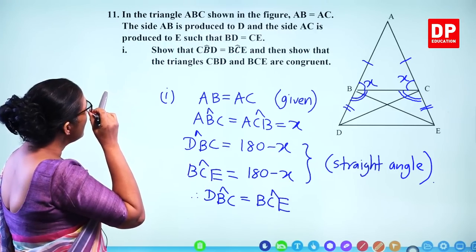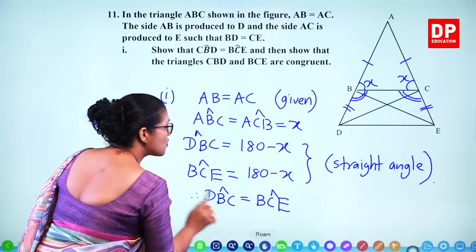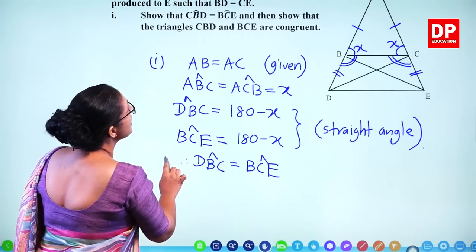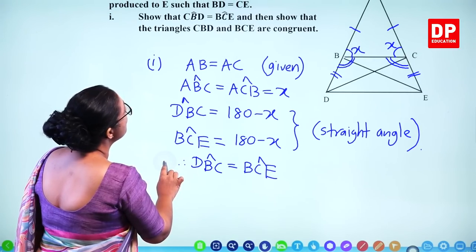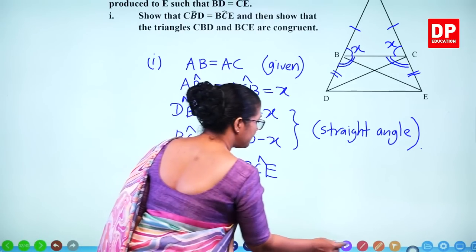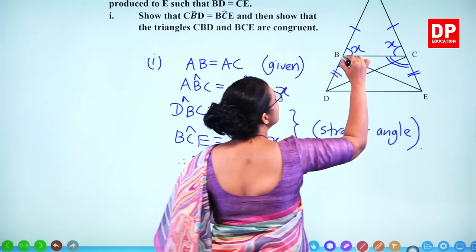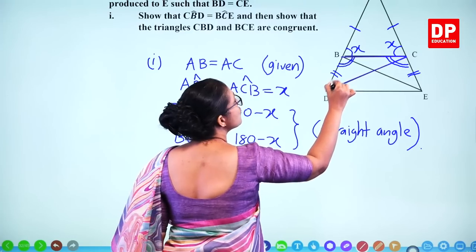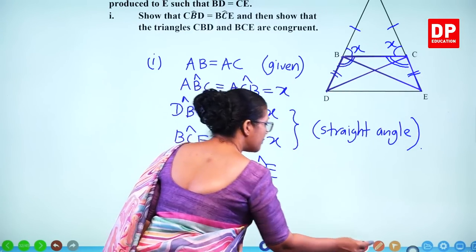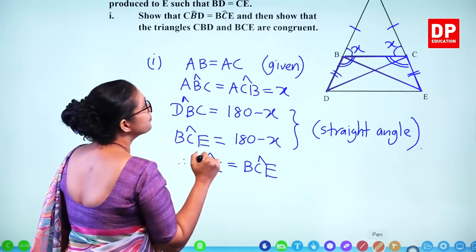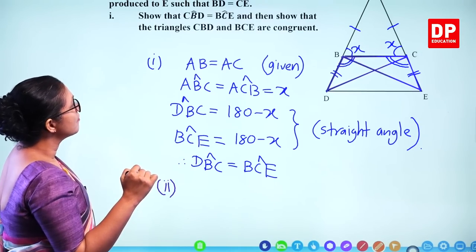That's the first part. And show the triangles CBD and BCE are congruent. So let's do that now. BCE and CBD, these two triangles. So you can mark it. We want to show this triangle and this triangle both are congruent. So let's take part two.